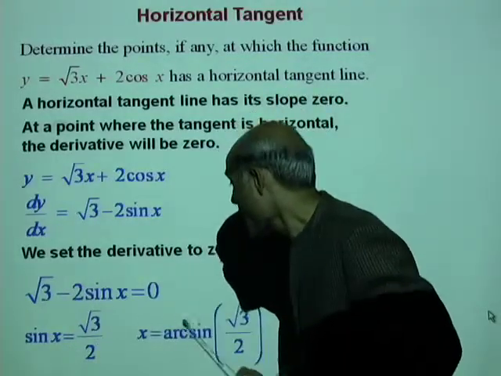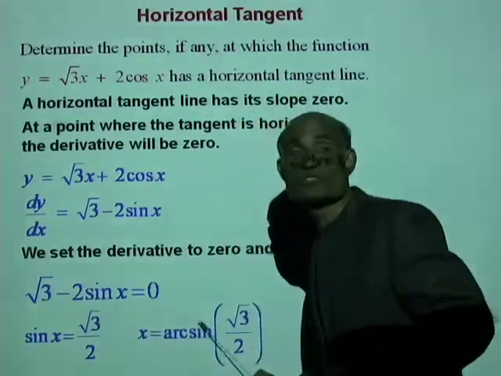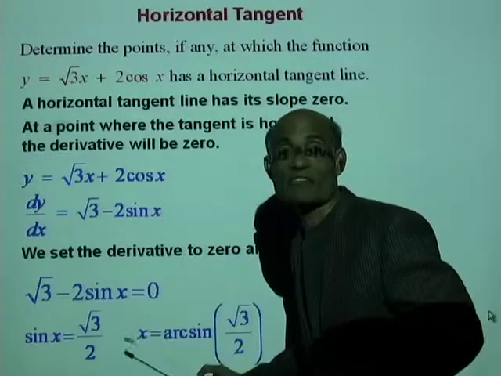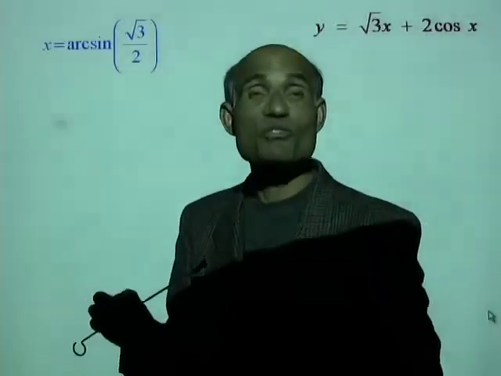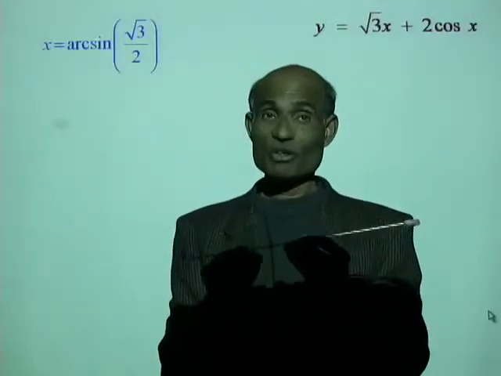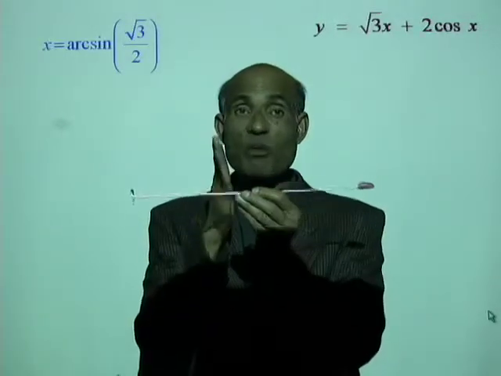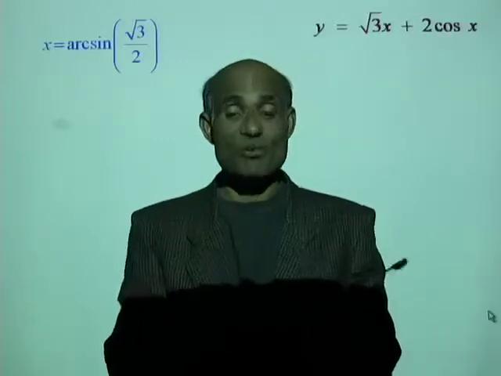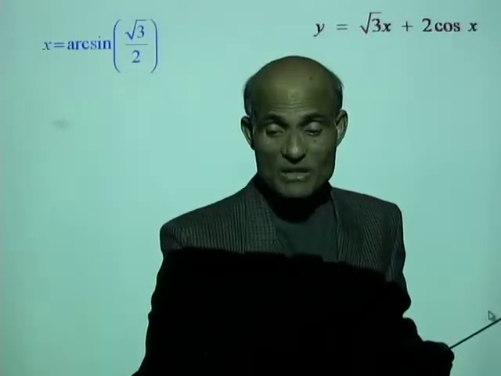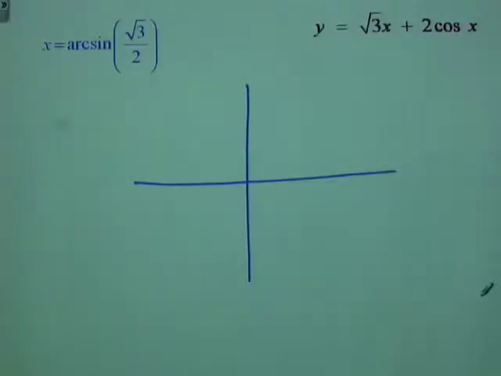x is arc sine root 3 over 2. And that x is therefore pi by 3 in the first quadrant. Now you must know that sine is positive in the first quadrant as well as in the second quadrant. Those understandings are very important. Alright, let's talk about this. In the first quadrant, this is pi by 3.